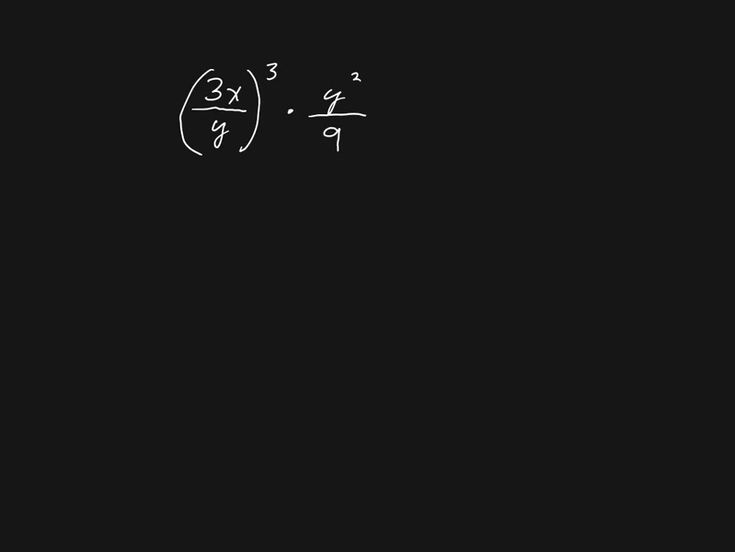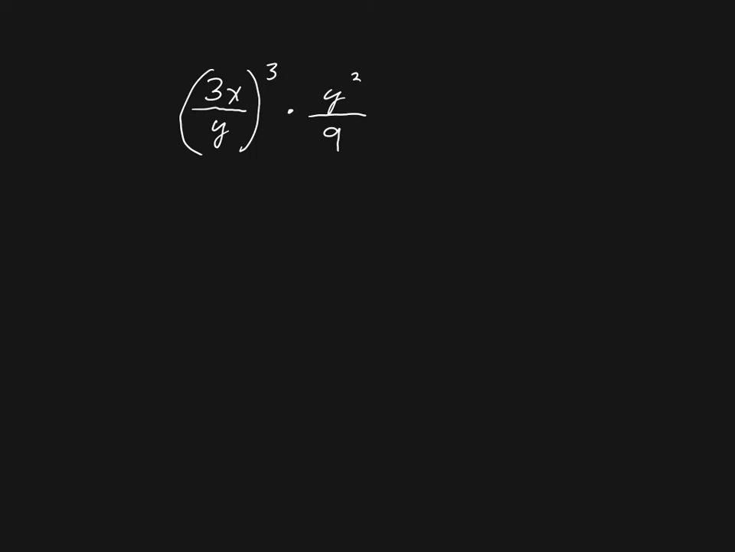Can I just cancel the y's out as it sits there? No, you can't. Why can't I reduce the 3's and the 9's? What do I have to do first? Careful. Guys, what's 3 cubed? It's 27, right? It's 3 times 3 times 3.